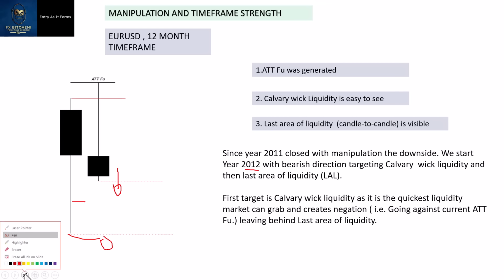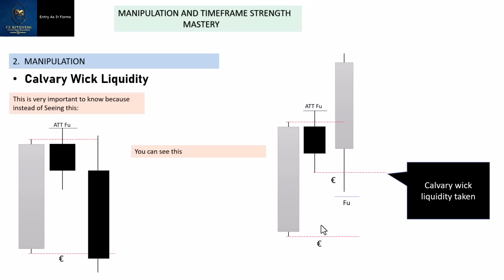So you are starting the new year with a bias. So first target is the weak liquidity, as it is the quickest liquidity the market can grab and create a negation, going against the current anti-FU, leaving behind the last area of liquidity. You have seen that here. I've told you this can happen. It may take this liquidity and make a reversal, then it goes higher.